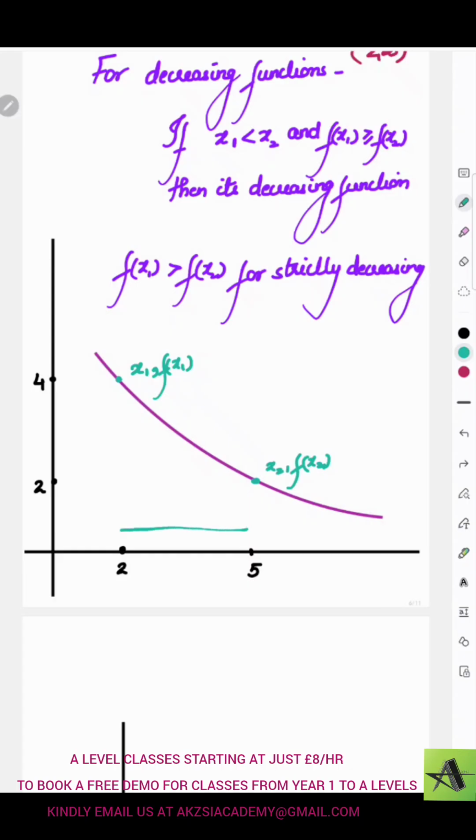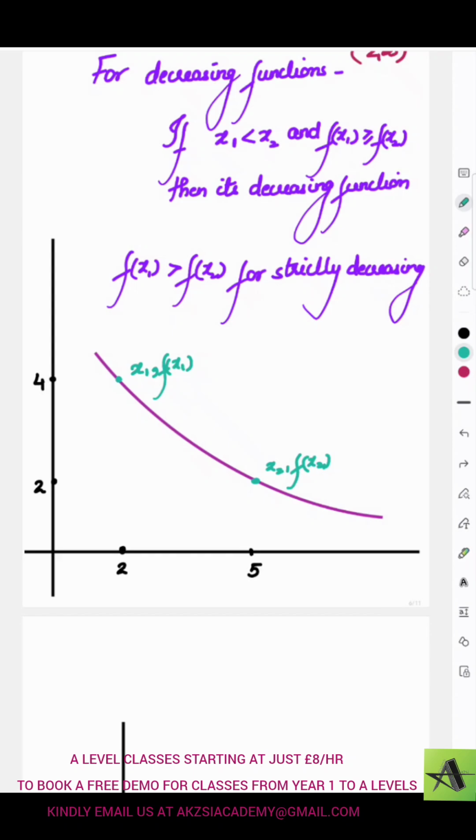But here it works the opposite. We can clearly see x2 is greater than x1, but y is decreasing. So f(x1) is greater than f(x2). So the opposite thing is happening. When x is increasing, y is actually decreasing. And hence this is a decreasing function. Similarly, if f(x1) is greater than f(x2), then this is called strictly decreasing. We are not taking into consideration the case when they both are equal, because that means they are actually the same point, so it becomes a single point.